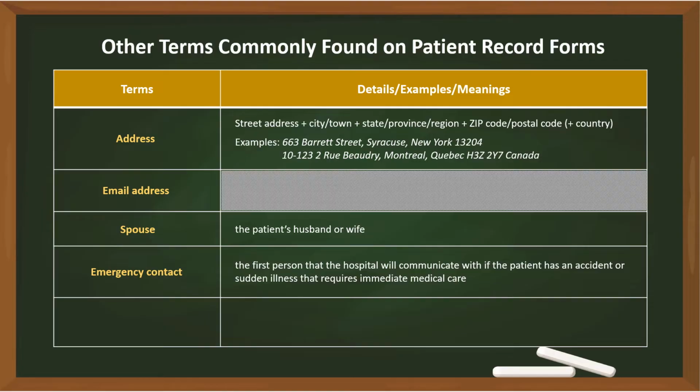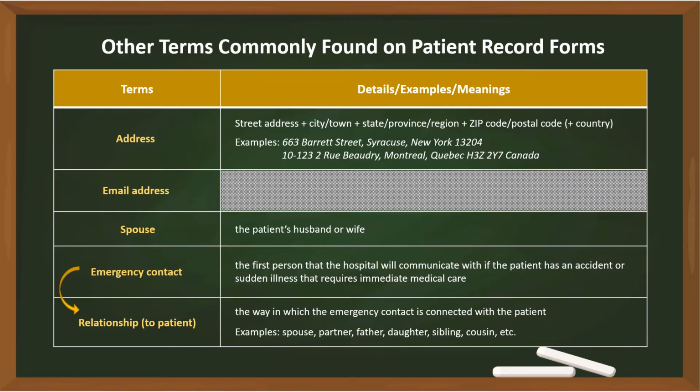Next to the term emergency contact, we normally see relationship to patient, or just relationship. This refers to the way in which the emergency contact is connected with the patient. Aside from spouse, possible entries here include partner, father, daughter, sibling, cousin, and so on.